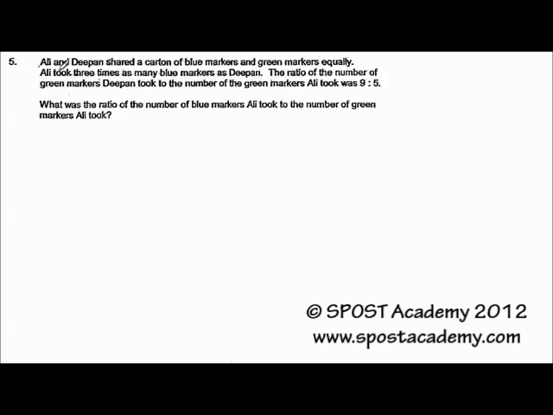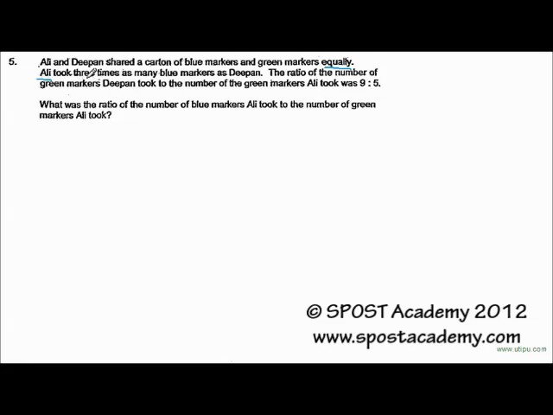So we know that both of them shared the markers equally, which means that they should have the same number of markers. In terms of blue and green, they may not have the same, but the total number must be the same.